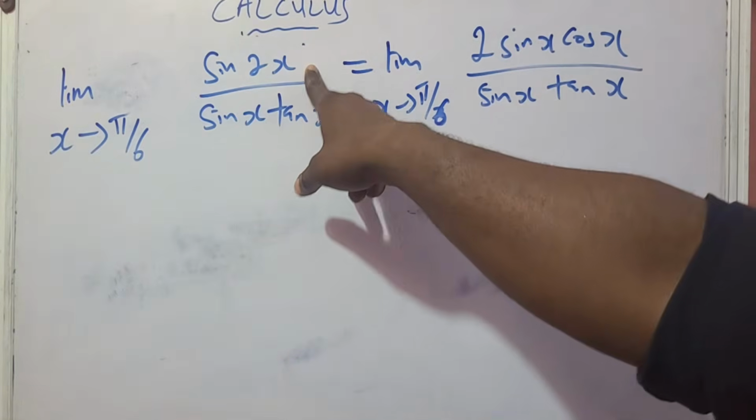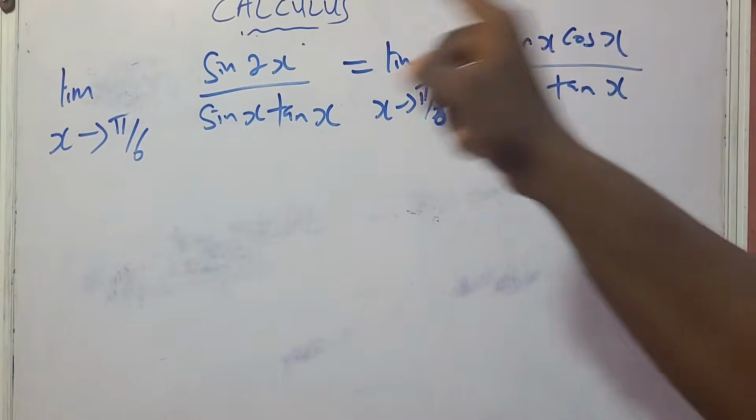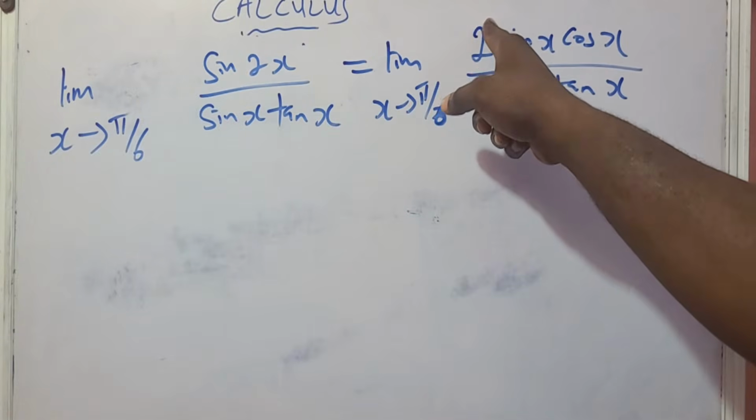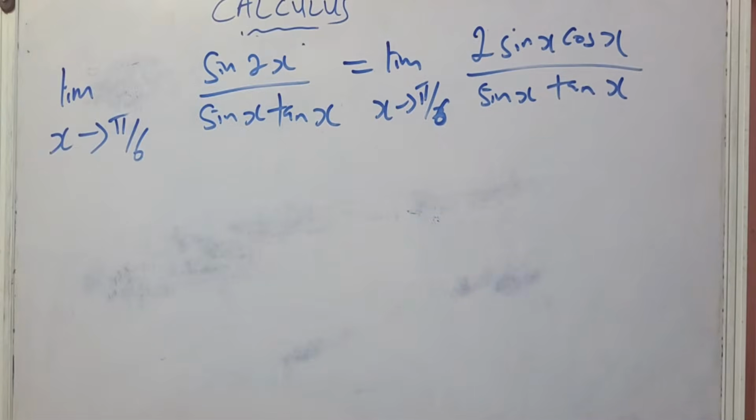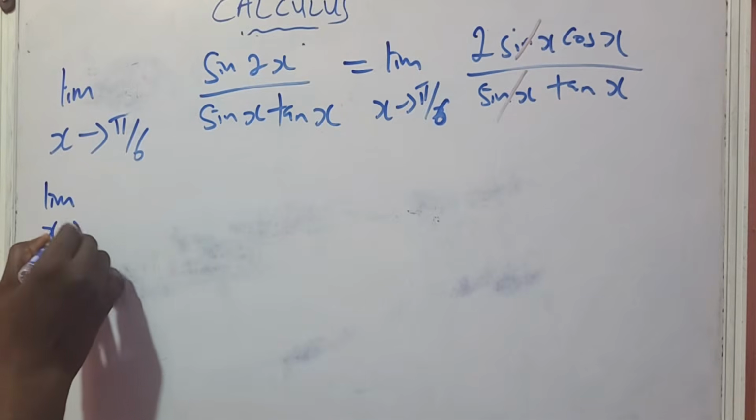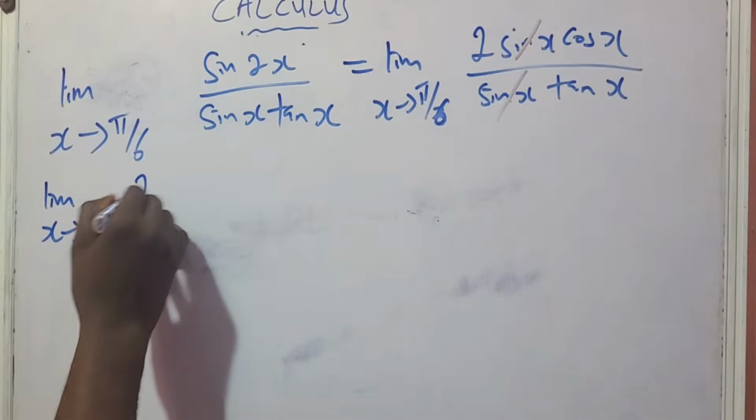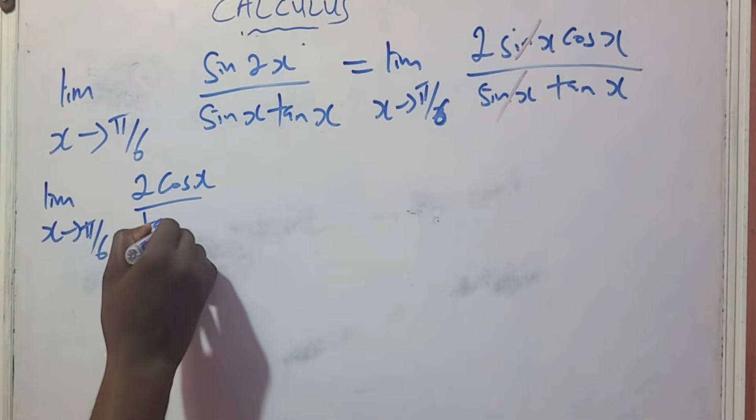Because I understood that sine 2x is equal to this, do you see what happens once you are able to apply that identity? It brings a lot of understanding. It brings a lot of clarity. So I don't think you need to start asking that. You can obviously cancel sine x. The sine x can cancel sine x here. Of course, that's very much permitted. Now, that means I will be having the limit of x tending to pi over 6 of 2 cos x over tan x.